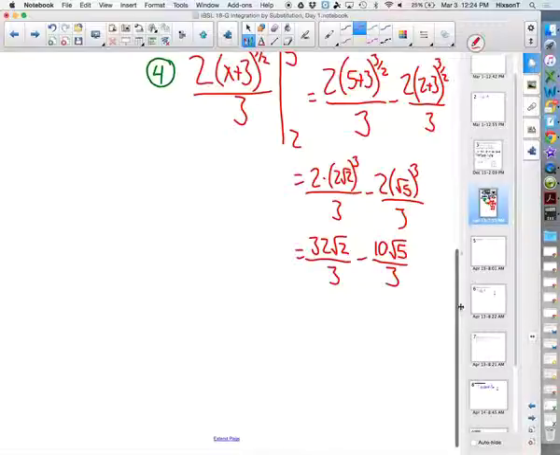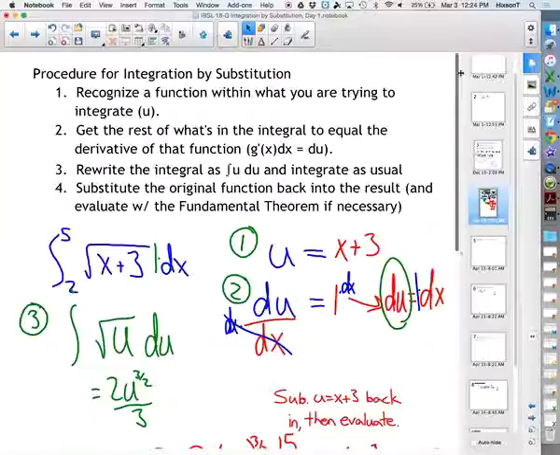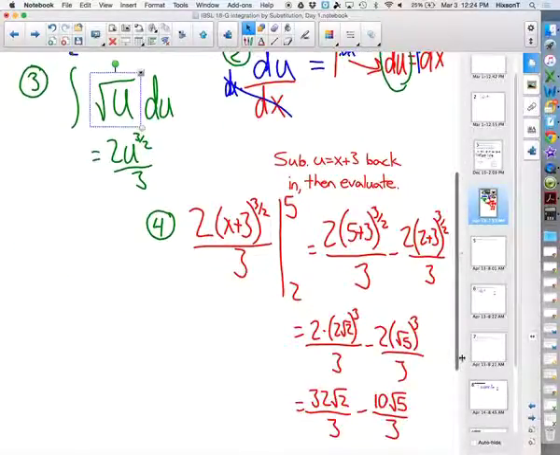Any questions about what we did here? Just to run through the steps again: identify u, find out what du is, and get the rest of the integral. In this case, we didn't really have to do anything. We just had to identify the fact that we already had du. That allowed us to do the substitution and rewrite it. Then we could integrate, and before we used the fundamental theorem of calculus, we substituted back in for u.